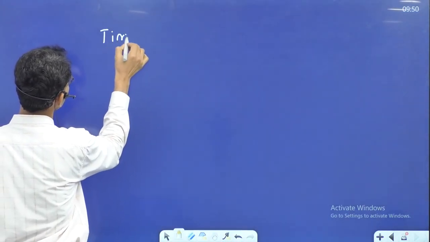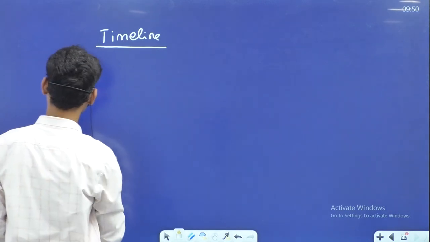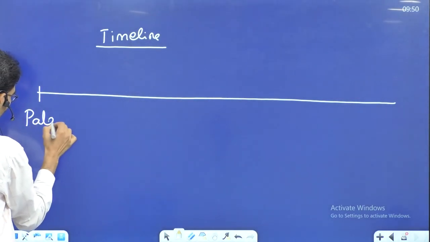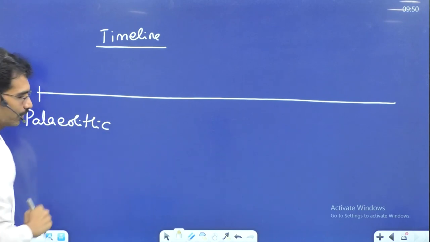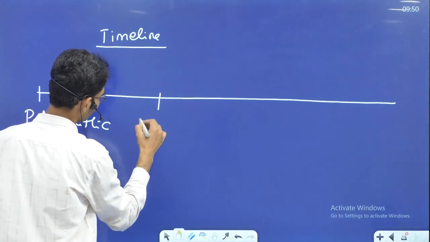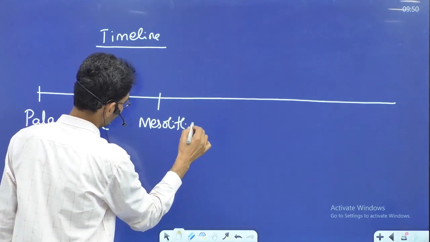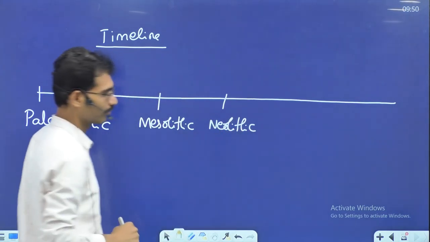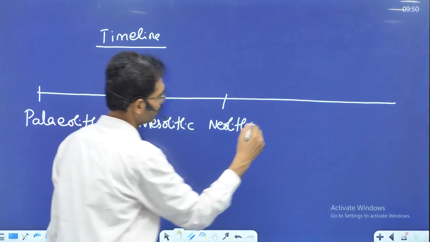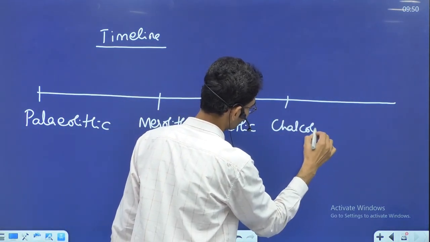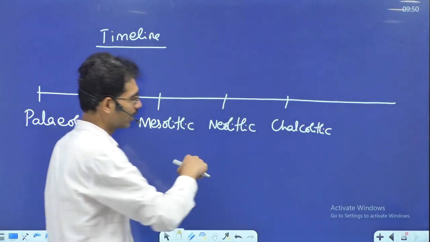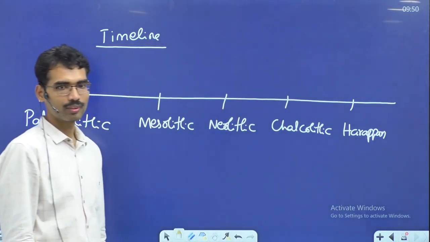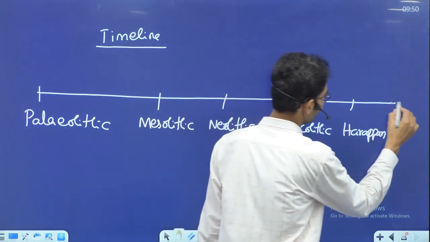Now you give the timeline. Paleolithic, after Paleolithic, Mesolithic comes. After that, Neolithic. After Neolithic, Chalcolithic. After Chalcolithic, Harappan. Now you see, after Harappan, once again, we get Chalcolithic.